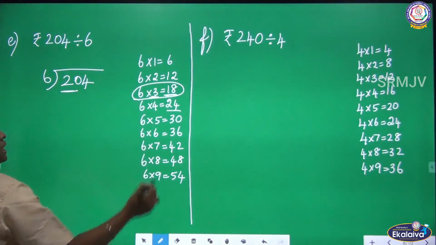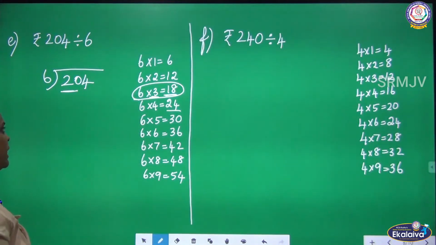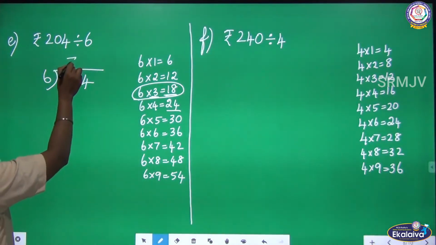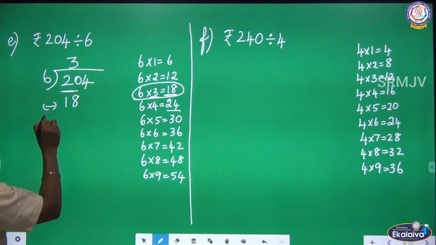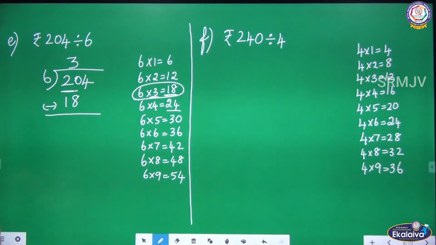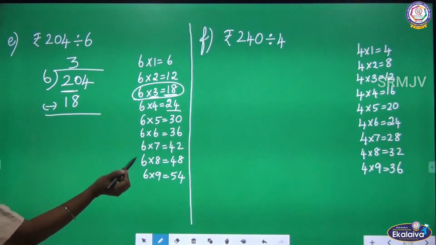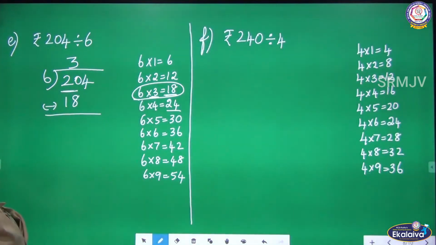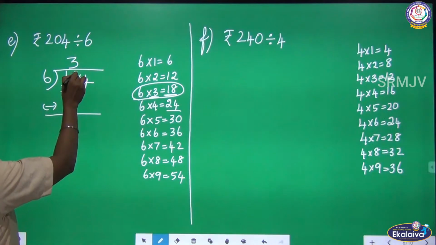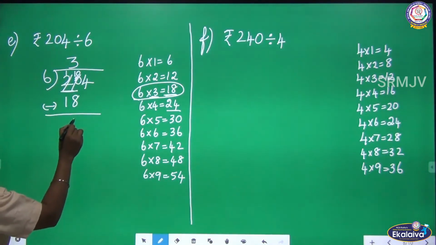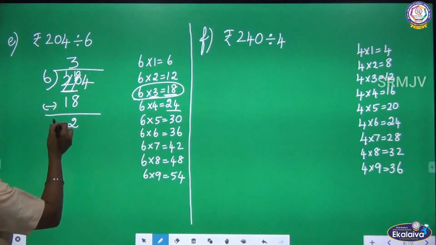How many times 18 in the 6 table? 3 times. So you write 3 in the quotient. Next we will subtract 20 minus 18. What is 0 minus 8? We can't subtract, so we have to borrow from the number before. So 2 becomes 1, 0 becomes 10. So 10 minus 8 is 2, next 1 minus 1 is 0.